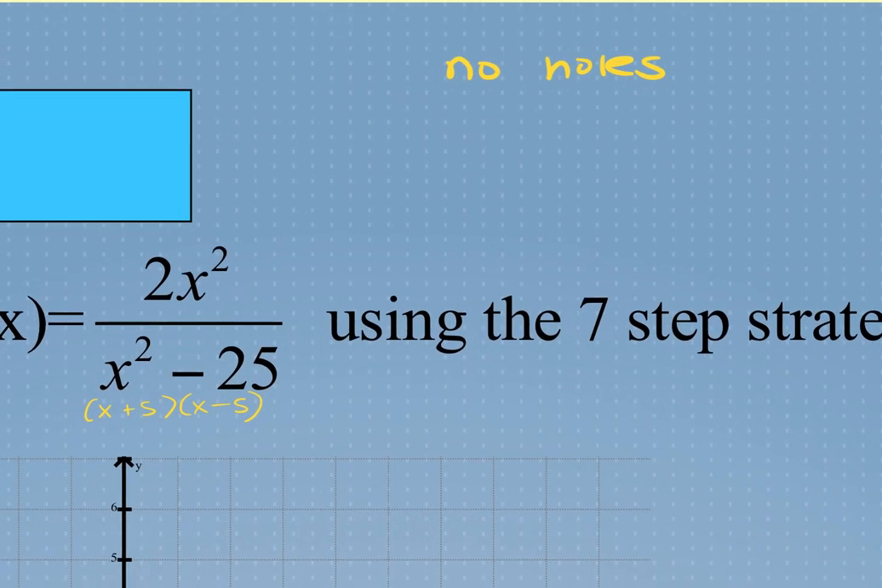Now, domain, set your denominators not equal to 0. x cannot equal negative 5 or positive 5. So negative infinity to negative 5, negative 5 to 5, and 5 to positive infinity. And the opposite of those are your vertical asymptotes, which are x equals negative 5 and x equals positive 5. Then comes horizontal asymptote. What's the highest exponent in the numerator? 2. In the denominator, 2, so this is another leading coefficient one. It'd be 2 over 2.